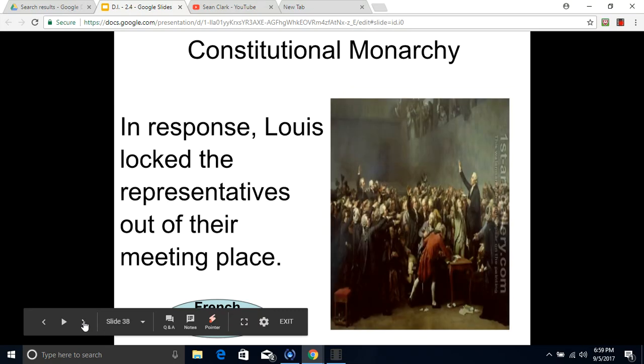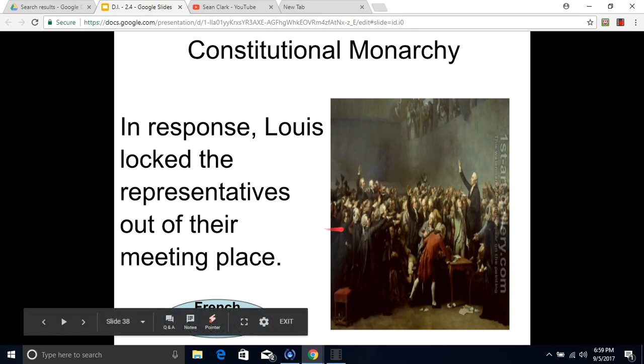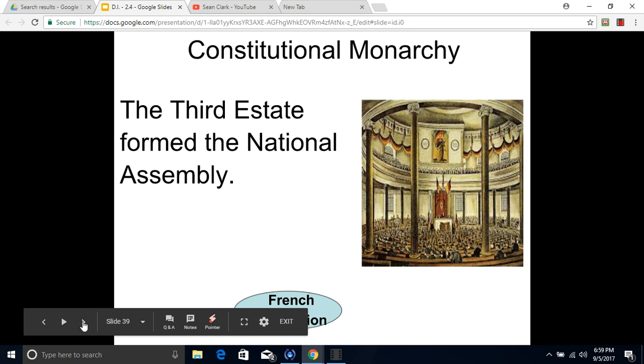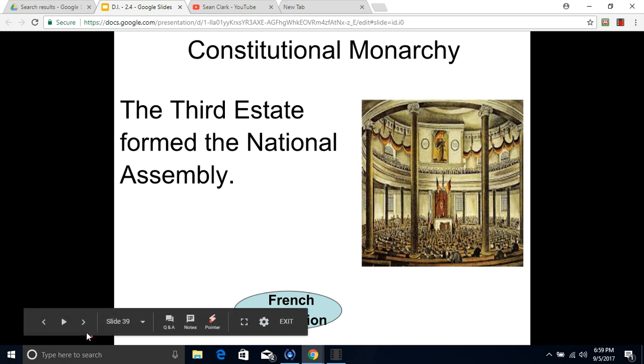In response, Louis XVI locked the representatives out of their regular meeting place, so they met in an indoor tennis court. It was during that meeting that the Third Estate formed France's first truly democratic organization called the National Assembly.